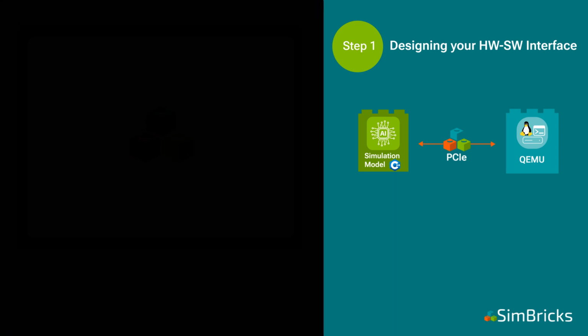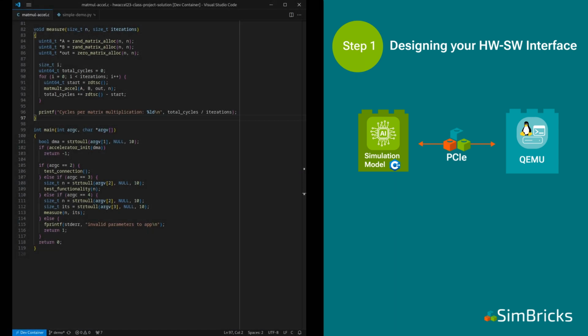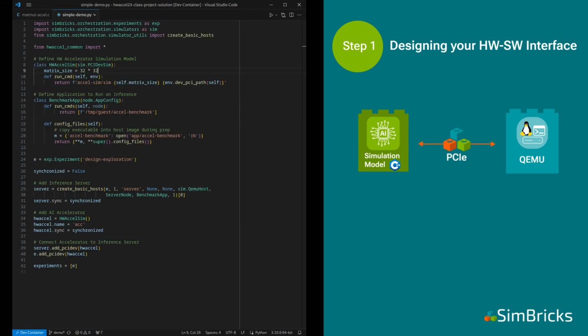First off, you build your application, drivers and other software exactly as on a physical system. Here's a simple benchmark. Now, you configure your simulation with the Python-based SimBricks orchestration framework. First, you define parameters of your accelerator model. Next, you specify the software to run on the simulated machine. And finally, you instantiate and connect up your model in QEMU for the server.